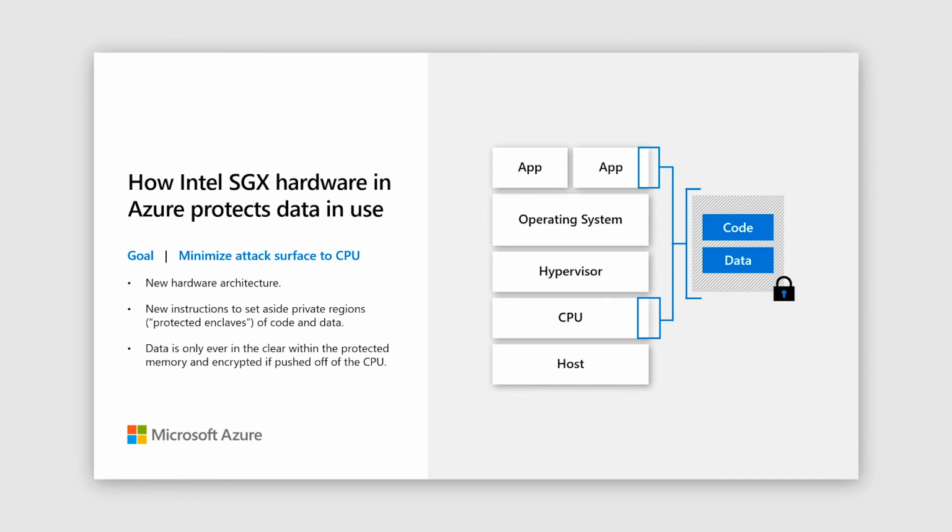Within that protected enclave, and it is encrypted the second it's pushed outside the CPU. So how does this work? We've been working very closely with Intel on their SGX hardware. SGX stands for Software Guard Extensions. This is a new hardware architecture, new instruction sets that lets you set aside these private regions or enclaves of code and data where the data is only ever in the clear when it is inside the enclave.